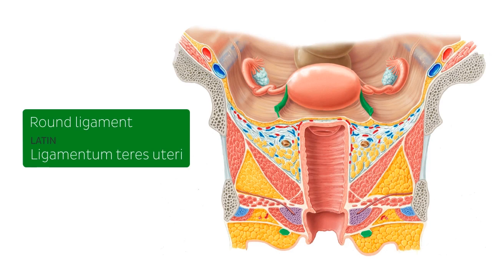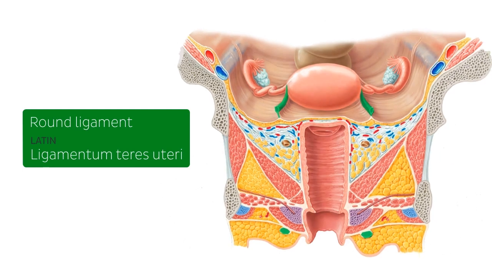And as we can see, the round ligament originates from either side of the uterus at the uterine horns, which is where the uterine tubes enter the uterus, and travels anteriorly to enter the deep inguinal ring. And from here, it then enters the inguinal canal to finally attach to the labia majora.